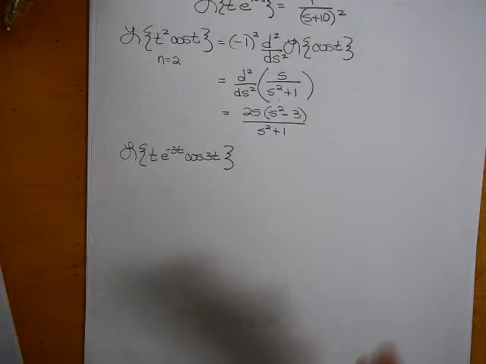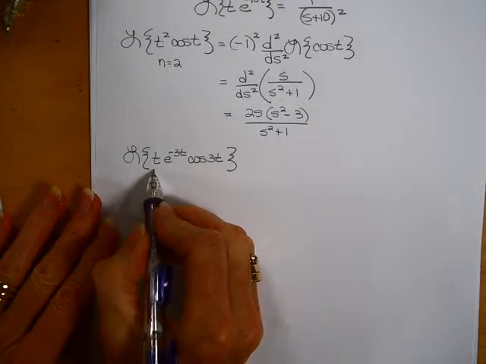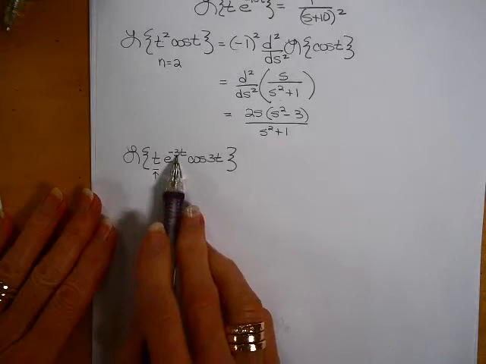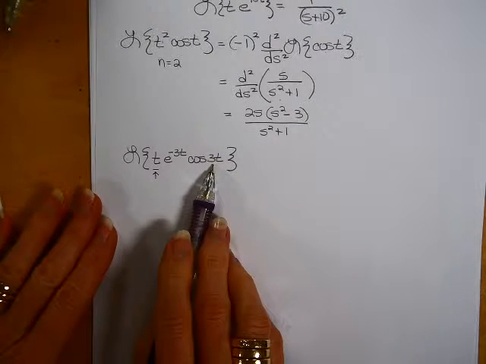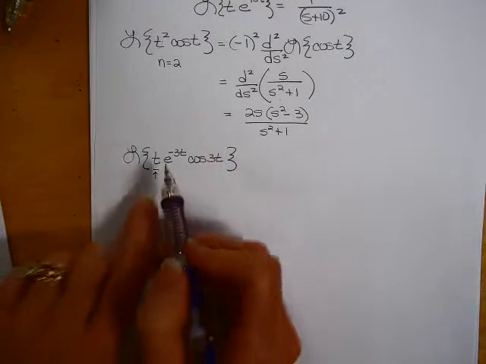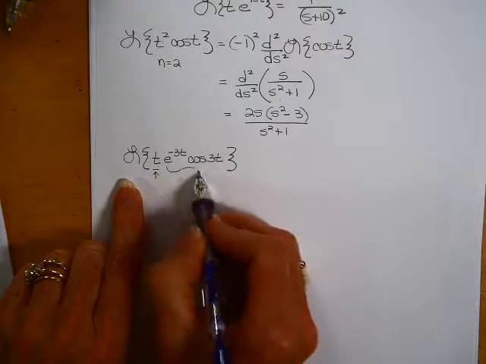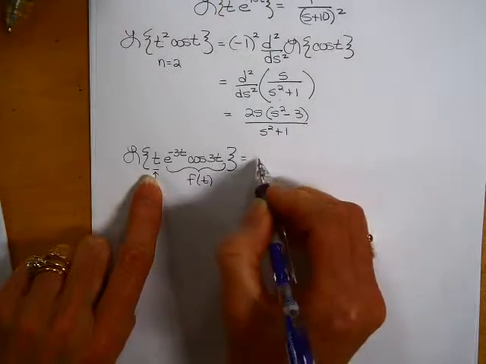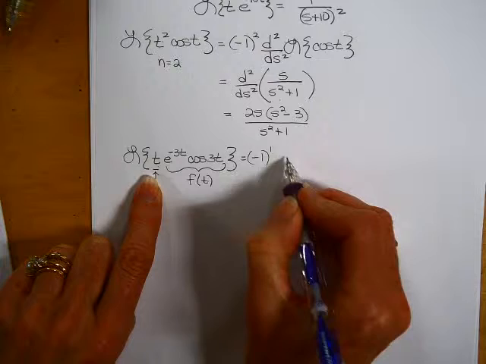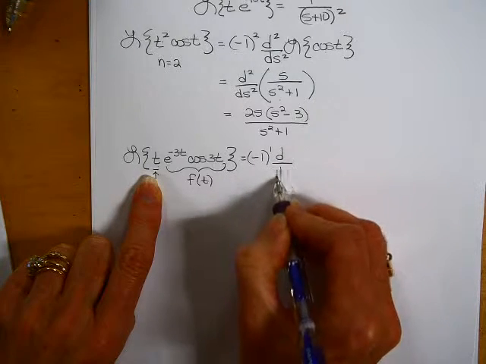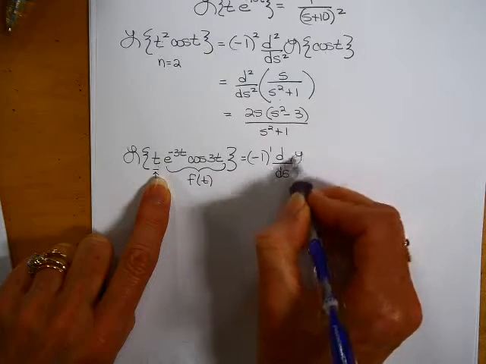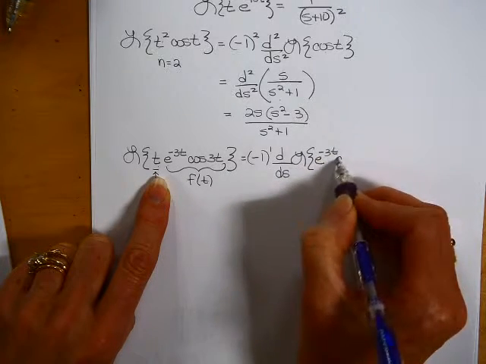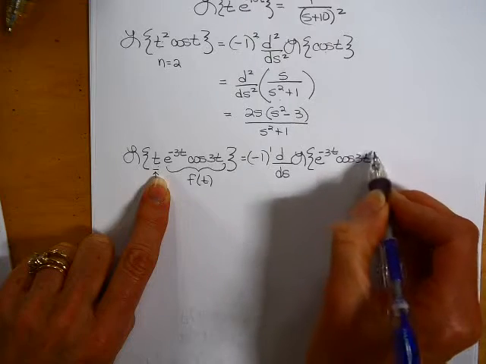All right, you've got two things going on here. You've got the t, which involves the derivative function. And then you've got e to the negative 3t multiplied times cosine. So you've got a couple of things going on. All right, the way I would break this up is let this be my f of t. So what I'm doing again is negative 1 to the first power times the first derivative with respect to s of whatever the Laplace transform of e to the negative 3t cosine of 3t is, whatever that is.